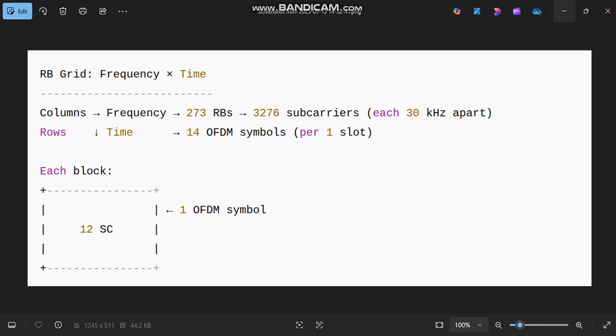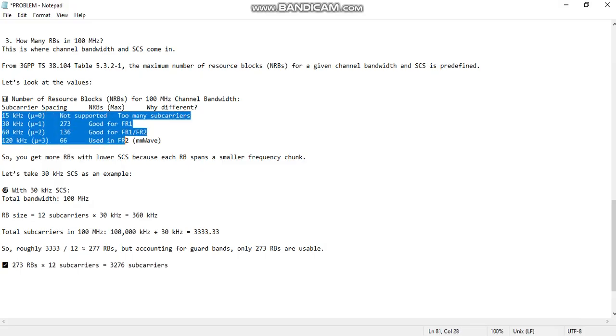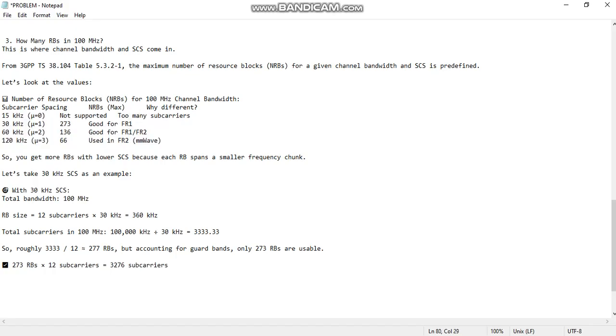This is how we arrive at the number of columns and rows, and those columns will change according to the subcarrier spacing we take. For example, if the question says FR1 and FR2, for both FR1 and FR2 we have to go for 60 kilohertz. If it is given specifically only for FR2, we have to go with 120 kilohertz, and for only FR1 we can go with 30 kilohertz and 273 resource blocks.